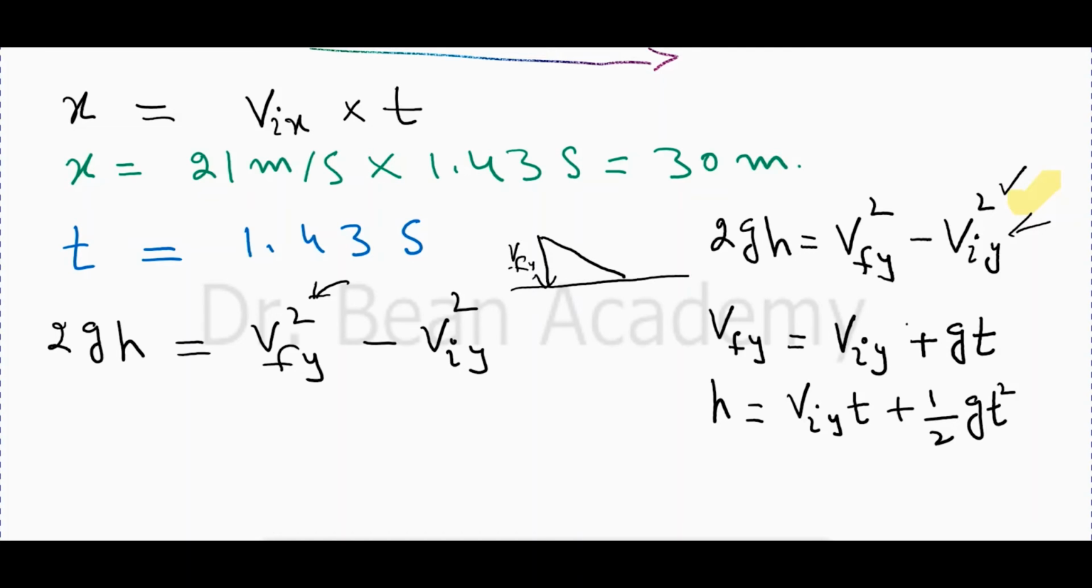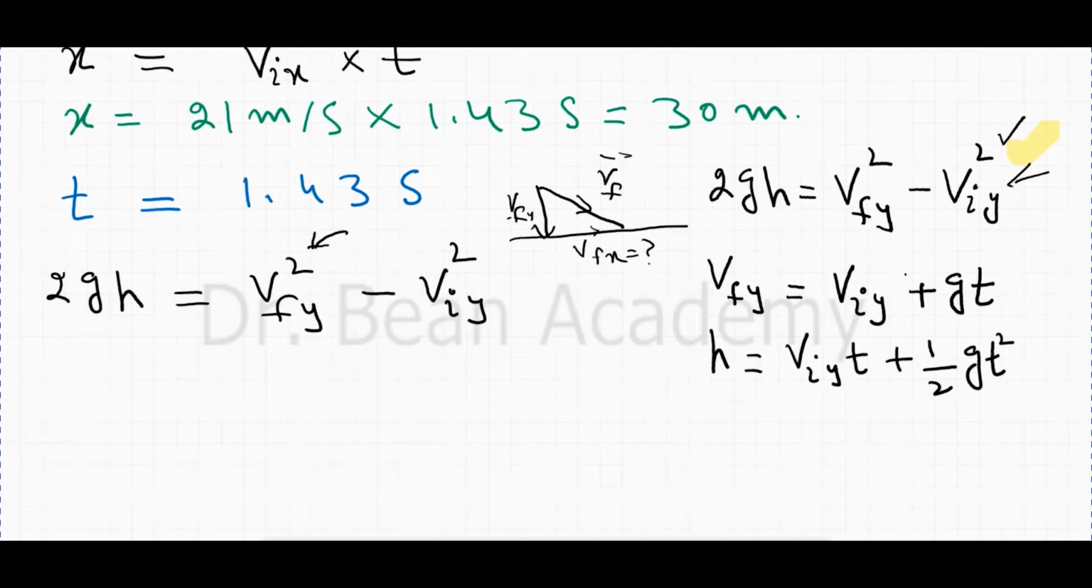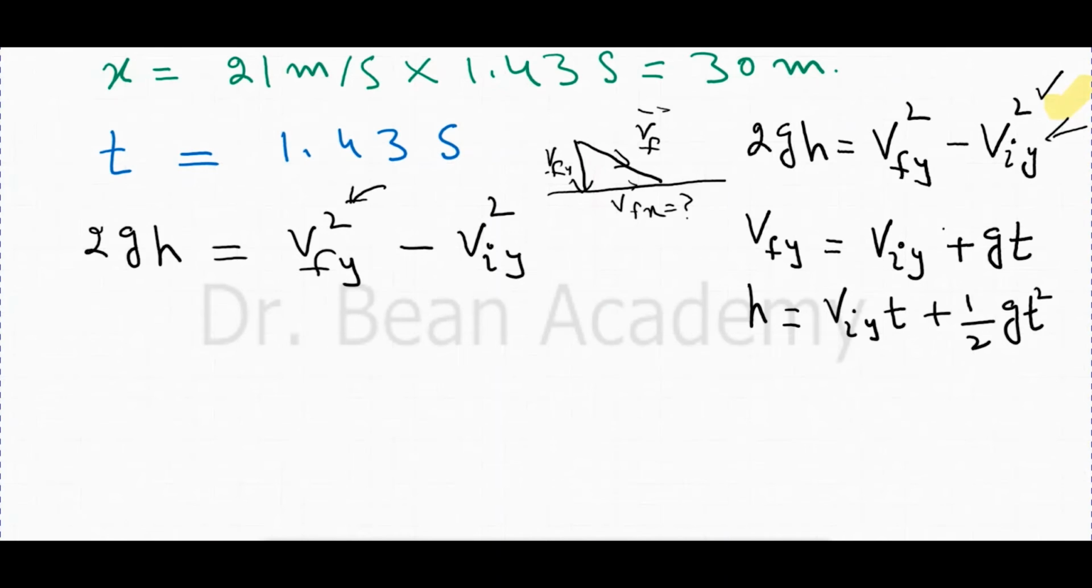So if this is the ground and this is vf, the final velocity with which it will hit the ground, we are only finding one piece. Another missing piece is the horizontal component, vfx. This one is missing, and we will deal with it later. First let's calculate vfy. This one, viy squared, is 0. I am going very quickly.